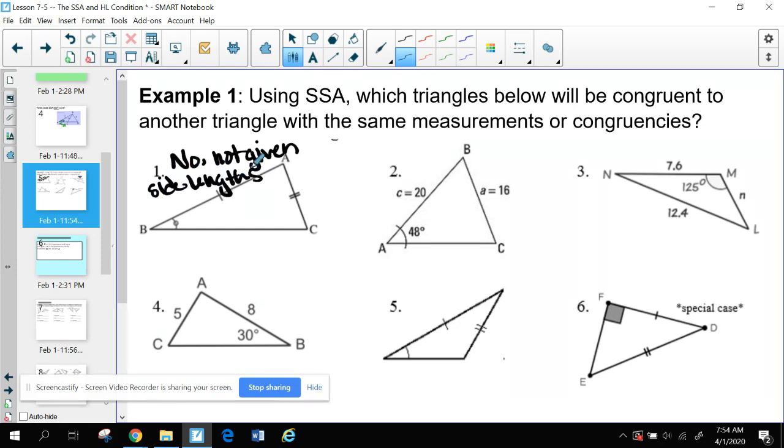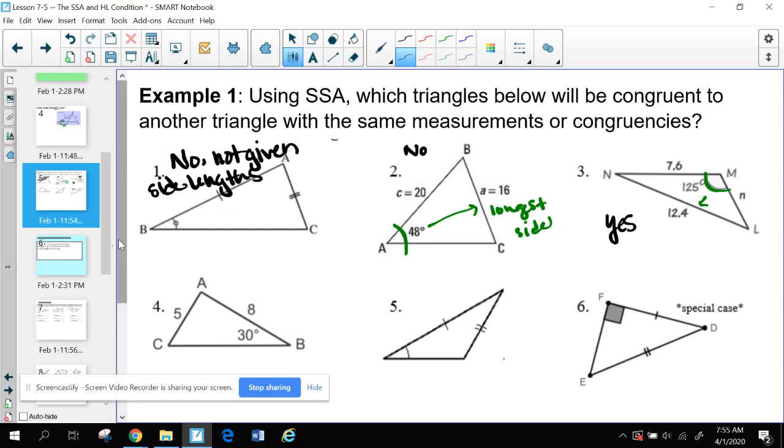Number 2, we do have information given, so now we have to see if it's the correct information. So I'm going to come over here, I find the angle that's given, and in order to use it, this has to be the longest side. Well, if we take a look at the information that's given, we know this side length is 20. This is only 16, so this would be a no again. On 3, we find the angle that's given. We look opposite. That is 12.4, so then we would say yes, we could use side-side angle.